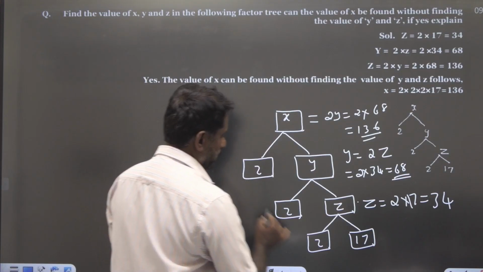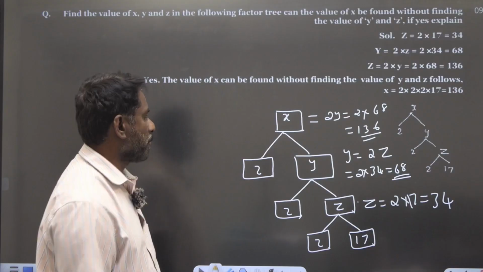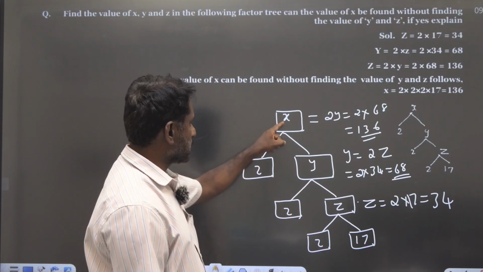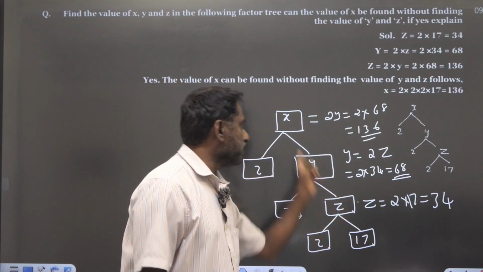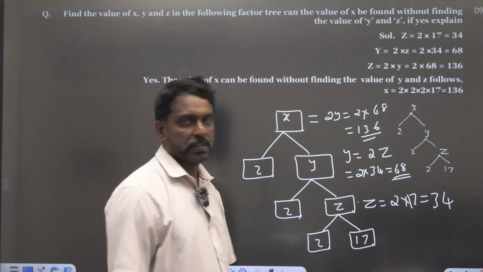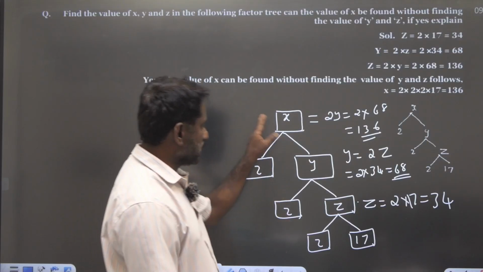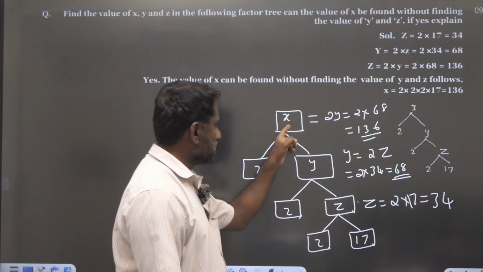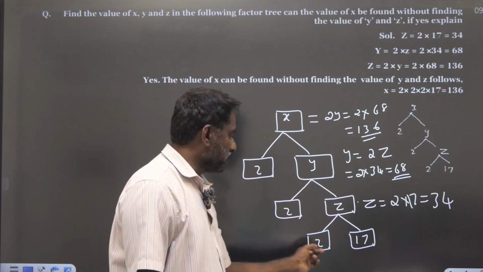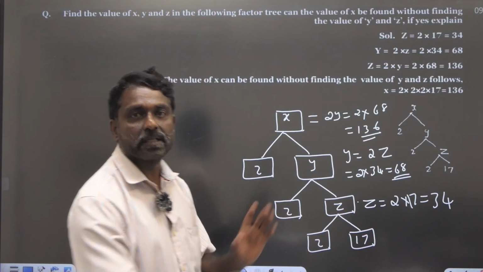Or we can find x by taking the product, a shortcut method. X is equal to 2 into 2 into 2 into 17. Y is equal to 2 into 2 into 17. Z is 2 into 17. This is the shortcut method. This is the basic, fundamental concept, and this is the shortcut. That is another method.